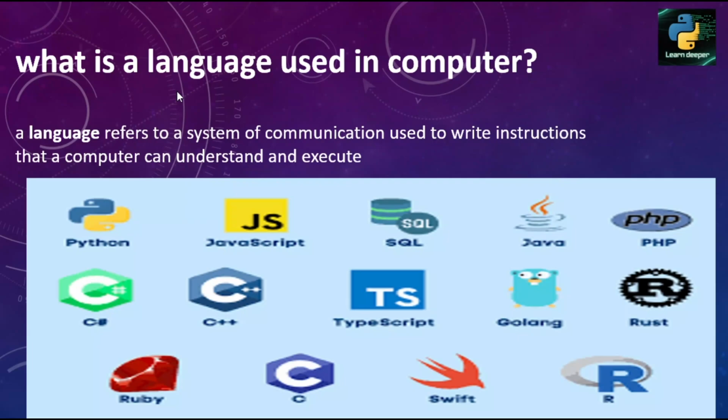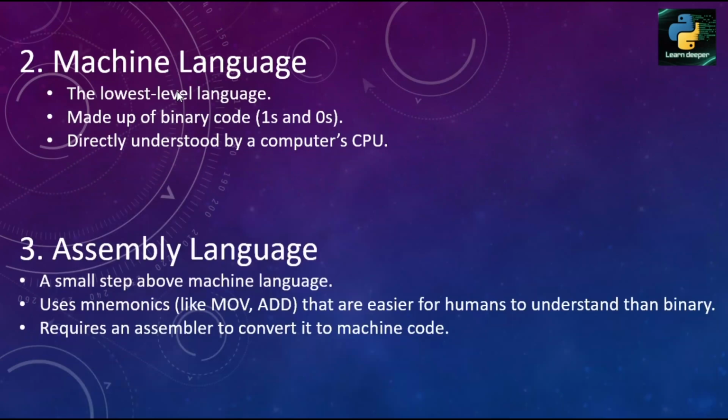Here we have Python, JavaScript, Swift, Java, PHP, C, C++, TypeScript, Ruby and more. There are numerous computer languages in the world currently. We'll go further. In computer languages we have some types, like machine languages and assembly languages. We have low level languages and high level languages.